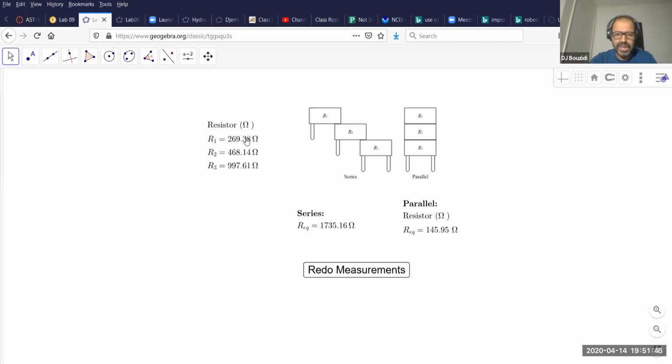It's effectively less than any of these combined. But if I put them in series, the effective resistance is bigger than any of them. Actually, it's the sum. Okay? So that's basically what this is. Please redo the data several times to have something here before you put your numbers. Once you do that, you're done with this part.